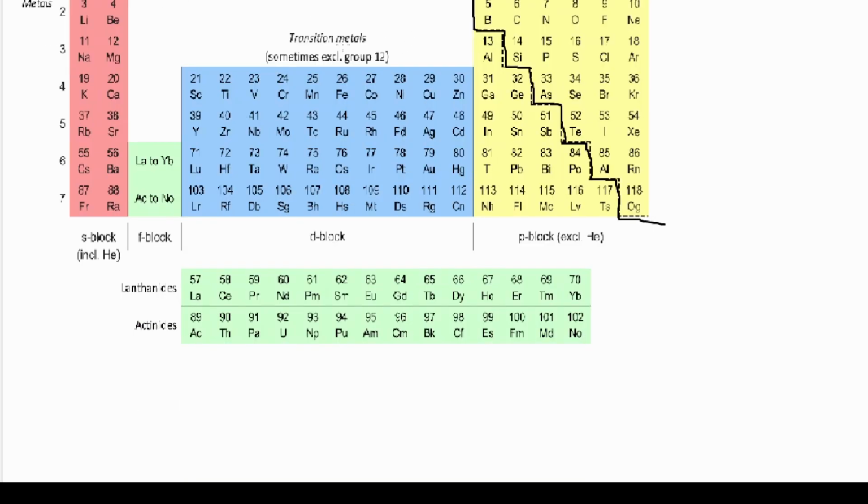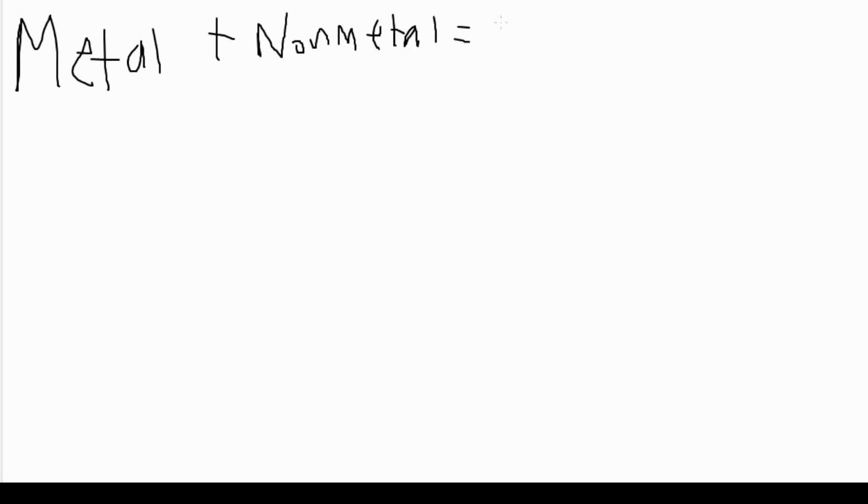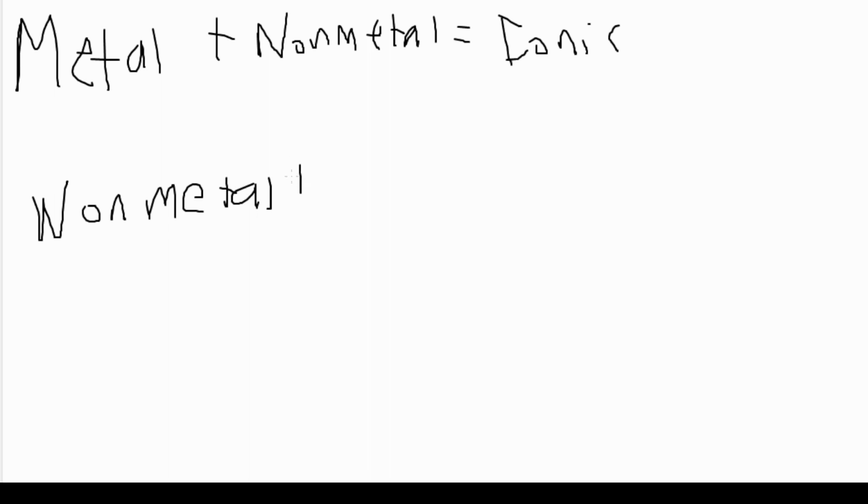And so the reason this matters is because generally, if you don't have electronegativity, you should know that metals plus nonmetals or metalloids form ionic bonds. And then a nonmetal plus a nonmetal forms a covalent bond. And whenever I say nonmetal, you can substitute metalloid because they tend to act the same in bonding. So metal plus nonmetal is ionic, nonmetal plus nonmetal is covalent.